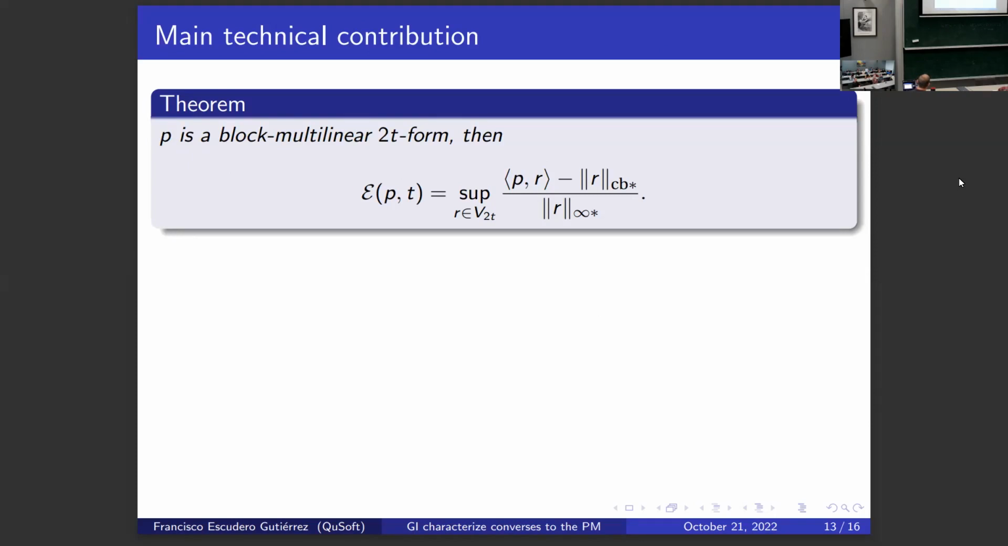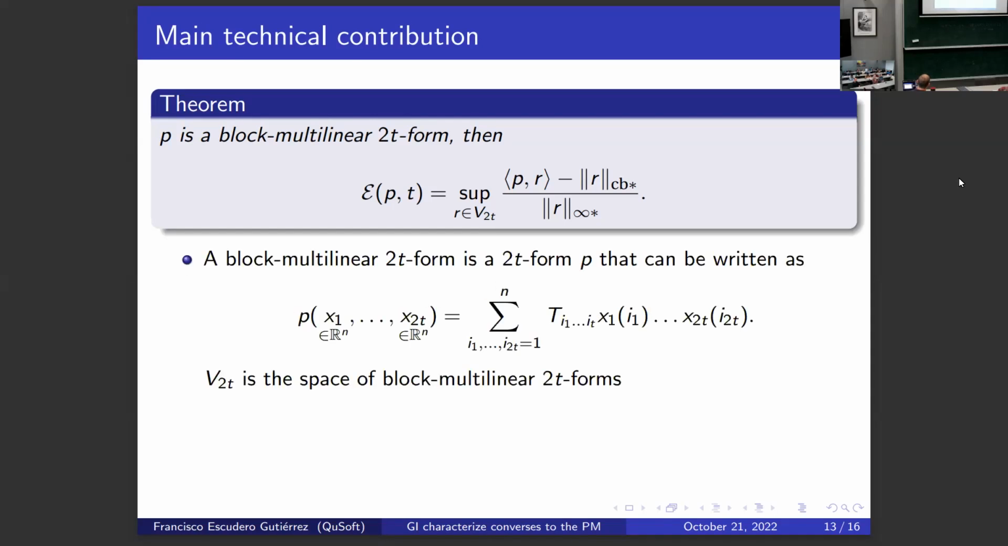So first of all, I want to say what the elements in this theorem are. A block multilinear 2D form is a 2D form that has the following algebraic structure. You take all the variables and divide them into 2D blocks, and in every monomial of the expansion of the 2D form there is one and only one variable from every block. That means it is a 2D block multilinear form. And V2T that appears here is the space of block multilinear 2D forms.